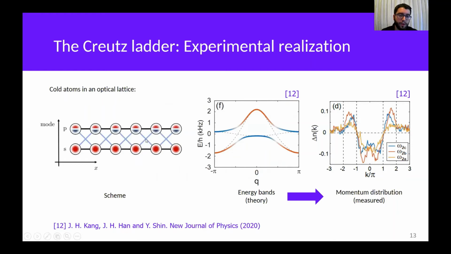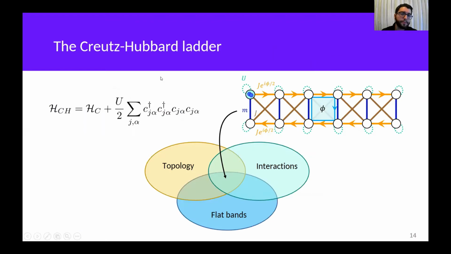And we also have this very recent implementation in cold atoms, where they actually used a synthetic dimension to do the different legs. They used the s and p orbitals in rubidium atoms, and they measured the momentum distribution, and it coincided with the theory of what they expected to be in a Creutz ladder.